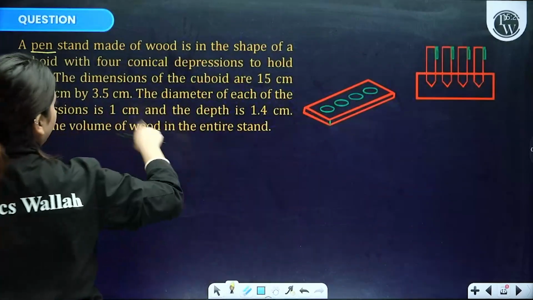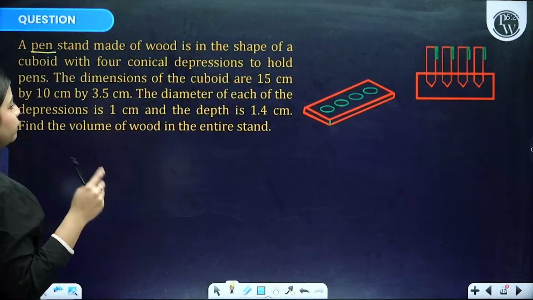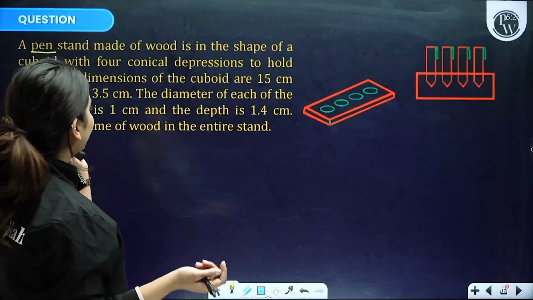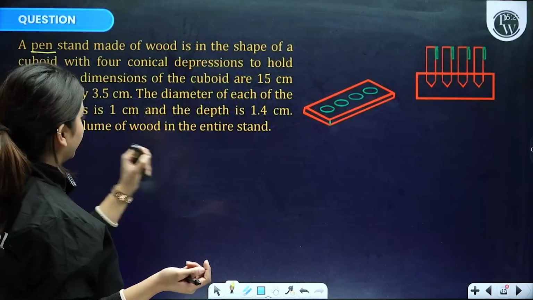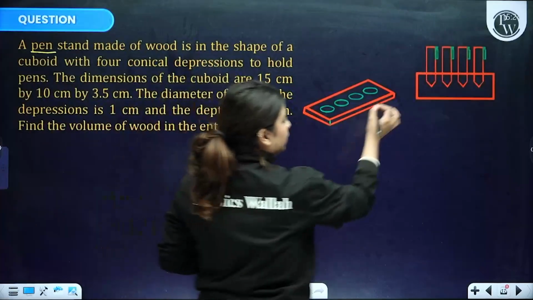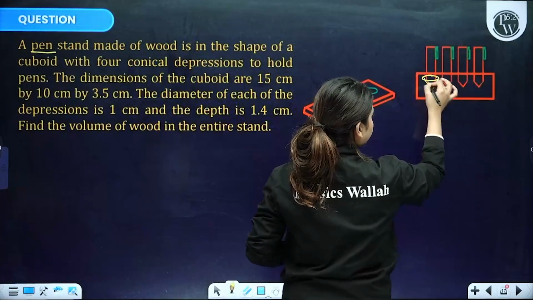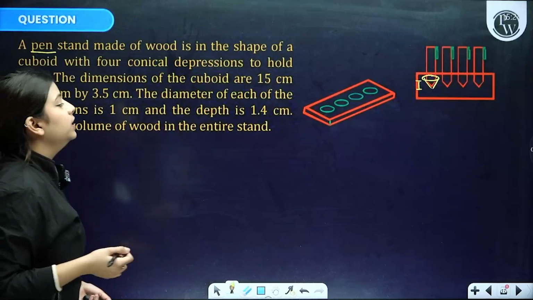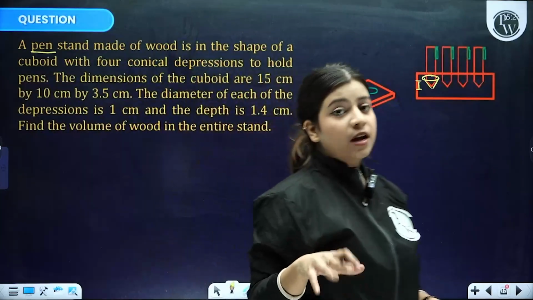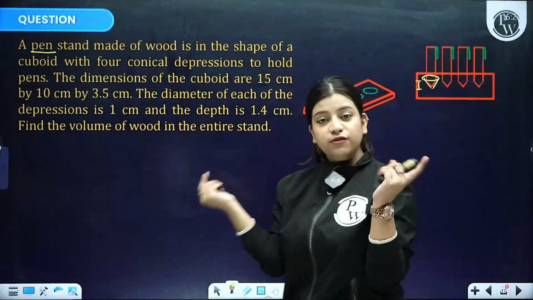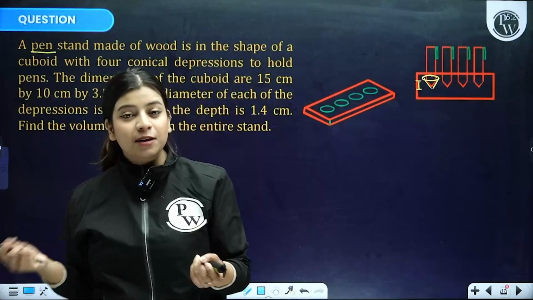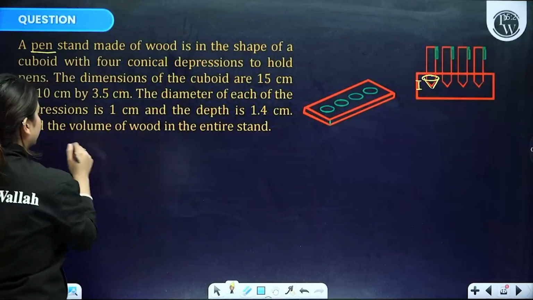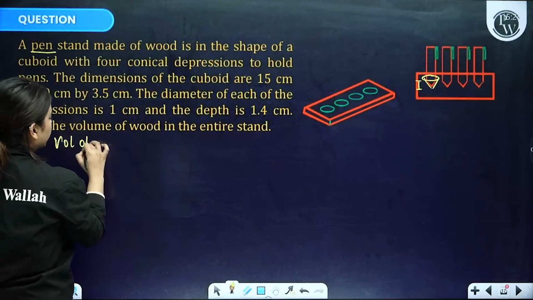So a pen stand made of wood is in the shape of a cuboid with 4 conical depressions to hold the pen. The dimensions of the cuboid are given, the diameter of each depression is given, and the depth. Depth means height. If the depth is given to us, people, that simply means the height is given to us, right? So we have to find the volume of wood in the entire stand. So the volume of wood in the entire stand is the volume of the cuboid subtracted by the volume of the 4 conical cavities, right? So basically, first of all, the volume of the cuboid, people.